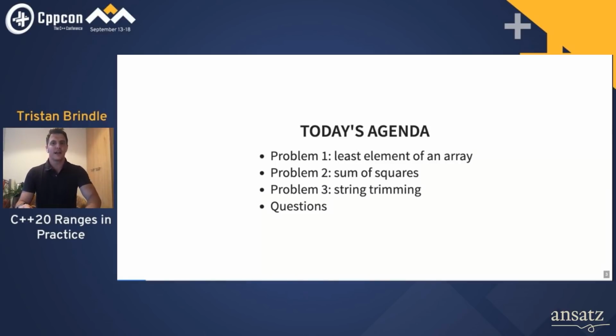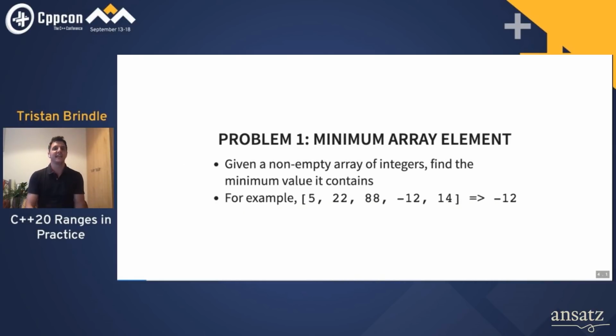So with that out of the way, let's crack on with our first problem for the day, which is calculating the minimum element of an array. Here's the problem statement. Given a non-empty array of integers, find the minimum value that it contains. For example, if we're given an array of numbers 5, 22, 88, minus 12, and 14, we want to find minus 12. That is the lowest value in this array. Pretty straightforward. We want to find the minimum value in the array.